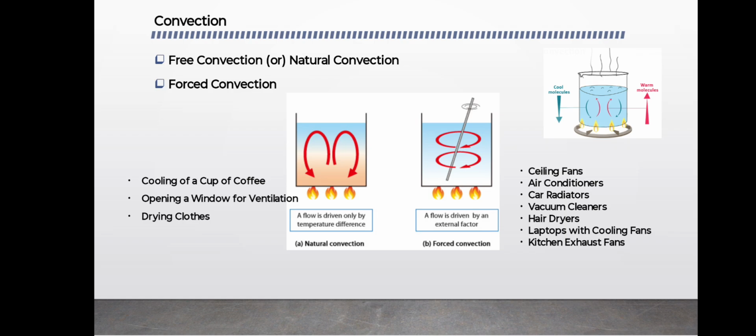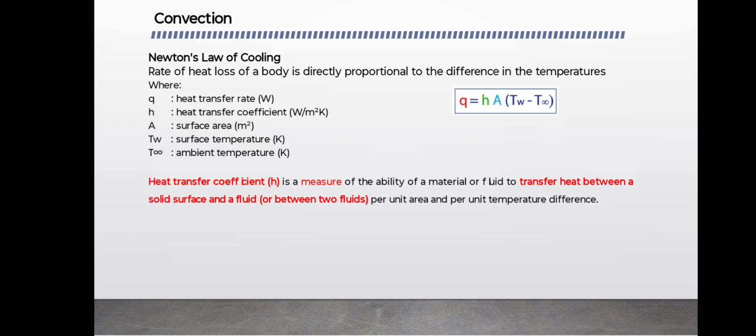As like Fourier law of heat conduction, convection also has one law called Newton's law of cooling. This law states that the rate of heat loss of a body is directly proportional to the temperature difference between the surfaces. It is also called Newton's law of convection. Mathematically, Q is equal to hA into Tw minus T infinity. Q is the heat transfer rate, h is the heat transfer coefficient, A is the surface area, Tw is the surface temperature, and T infinity is the ambient temperature.